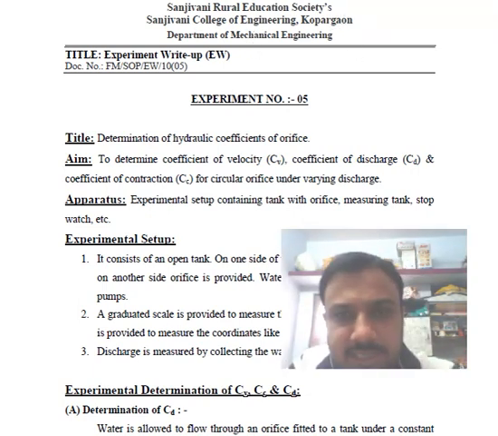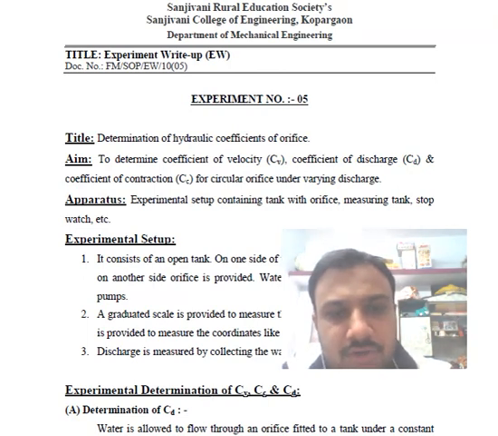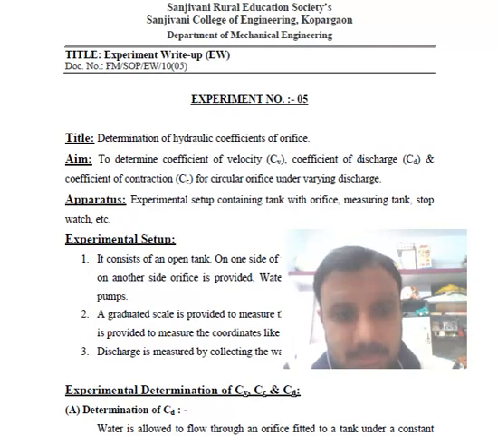Aim of this experiment is to determine coefficient of velocity, that is CV, coefficient of discharge CD, and coefficient of contraction CC for a circular orifice under a varying discharge. Here it is clearly mentioned that the discharge is varying, and we are going to find out these three terms, that is CV, CC, and CD.